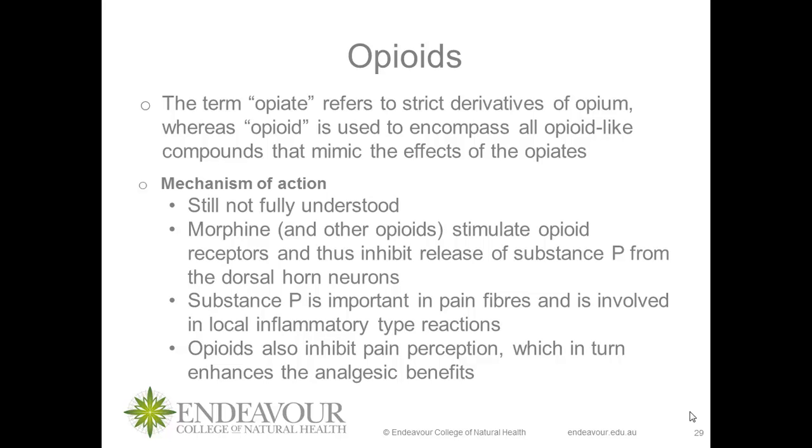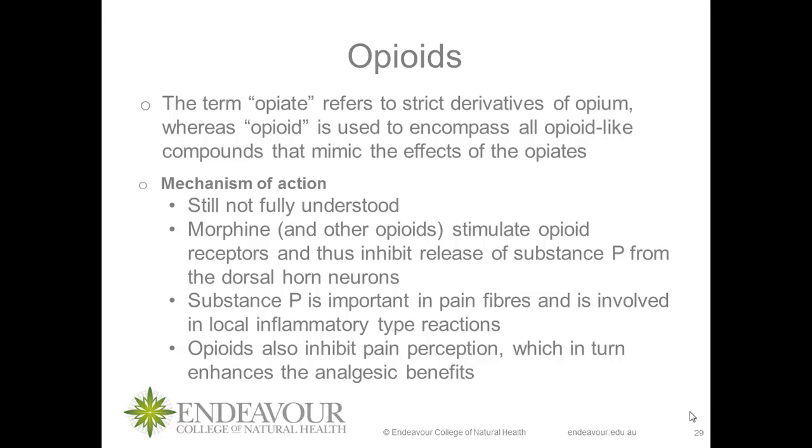So at this receptor, morphine and other opioids stimulate the opioid receptor. We do know that what then happens is that there is the release of an inhibitory substance. The substance is called substance P. The site where substance P would normally be released so that pain was perceived and transmitted, it would be released from the dorsal horn neurons in the spinal cord. So if we're inhibiting the release of this substance P, we're going to block the transmission of the pain and the perception then of that pain.